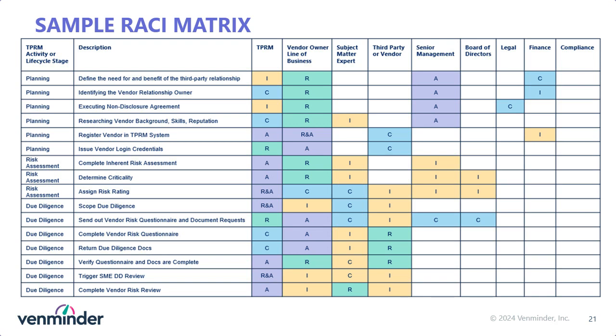In this particular activity, third-party risk management is just informed because the vendor owner or line of business is responsible for identifying that need. And their senior management needs to be accountable, which means they need to make sure that they are doing that. In this particular instance, finance may be consulted. Perhaps there's budgetary conditions or something that needs to be approved from a finance perspective, so they would be in that C position. Now, as you can see, we've populated it down just to give a few examples, but again, this will vary based on your organization.